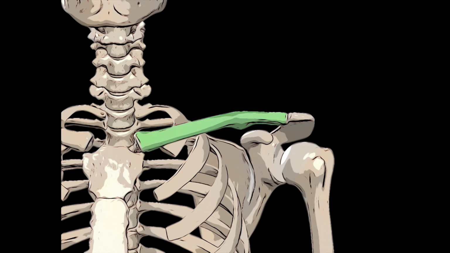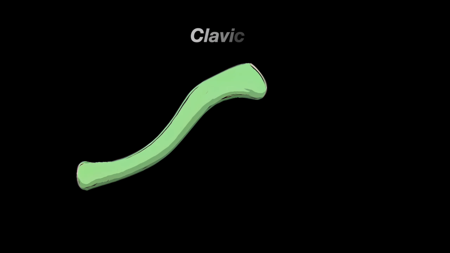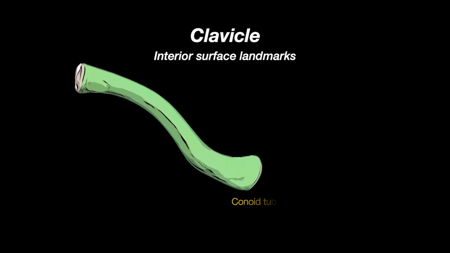Next, the clavicle, which is the first bone to ossify in utero at about 5 weeks. The lateral third of the clavicle is concave anteriorly, and its medial 2/3 are convex anteriorly. Its inferior surface features the conoid tubercle, trapezoid line, costal tuberosity, and the subclavian groove.